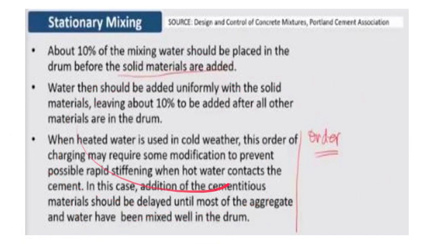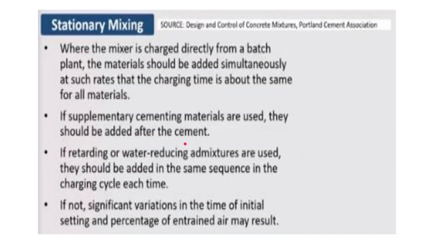Okay, so these are some of the criteria or precautions that have to be kept in mind. Where the mixture is charged directly from a batch plant, the materials should be added simultaneously at such rates that the charging time is about the same for all materials. If supplementary cementing materials are used, they should be added after the cement. If retarding or water reducing admixtures are used, they should be added in the same sequence in the charging cycle each time.